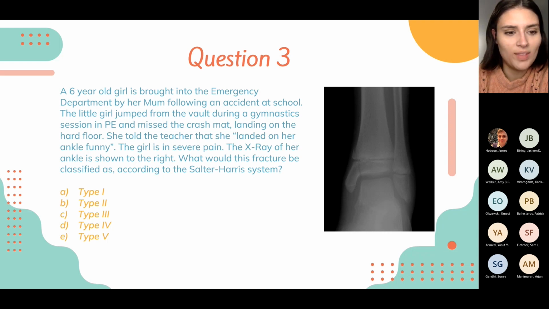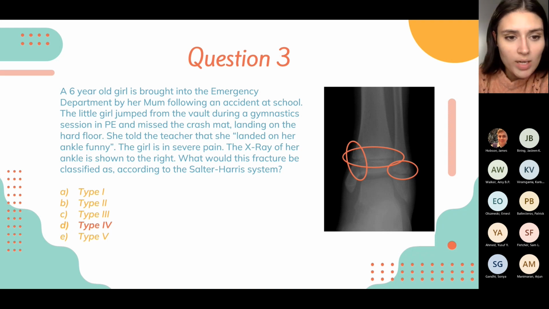So this one is D, a type 4. Nice try though, Krishma, well done. The reason that this is a type 4 is because you can see that you've got this horizontal one through the physeal plate, and then you've got this oblique one through the metaphysis and the epiphysis, and then you have this one right here as well. So that's a nasty one, that.